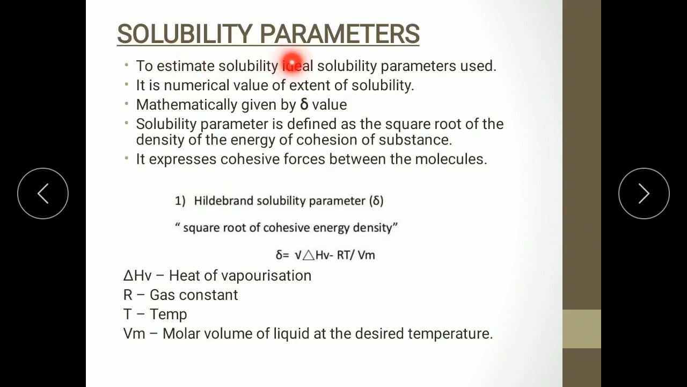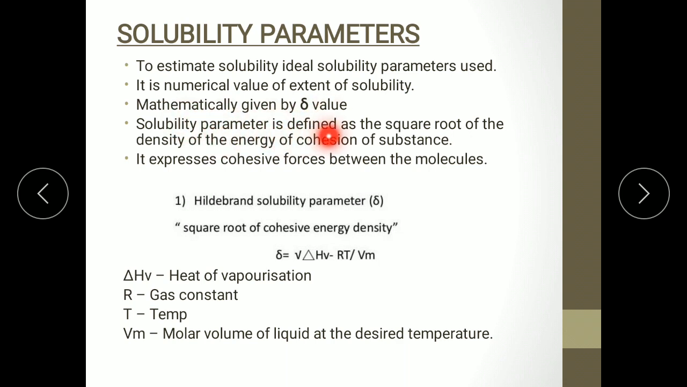Now next is solubility parameter. Solubility parameter is used to check the extent of solubility. To estimate the solubility, ideal solubility parameters are used. It is a numerical value of the extent of solubility, how much solubility of the solute is happening and how much capacity of the solvent is there for solubilization of any solute. It will be checked by the solubility parameters. Mathematically, it is given by the delta value.